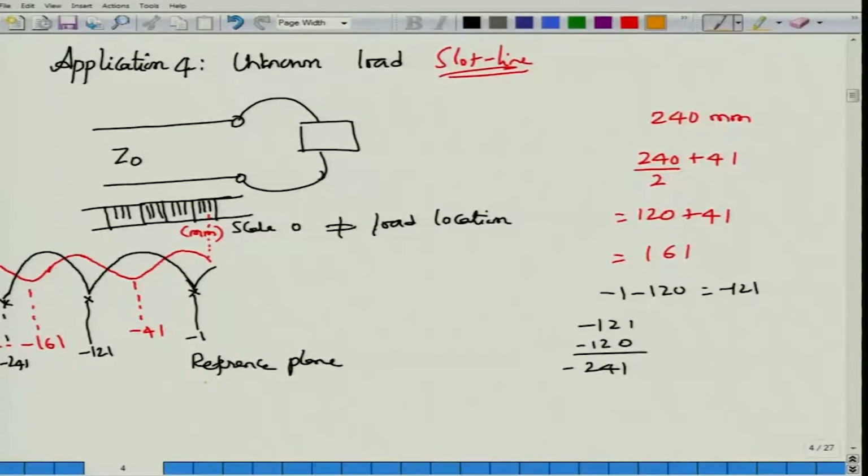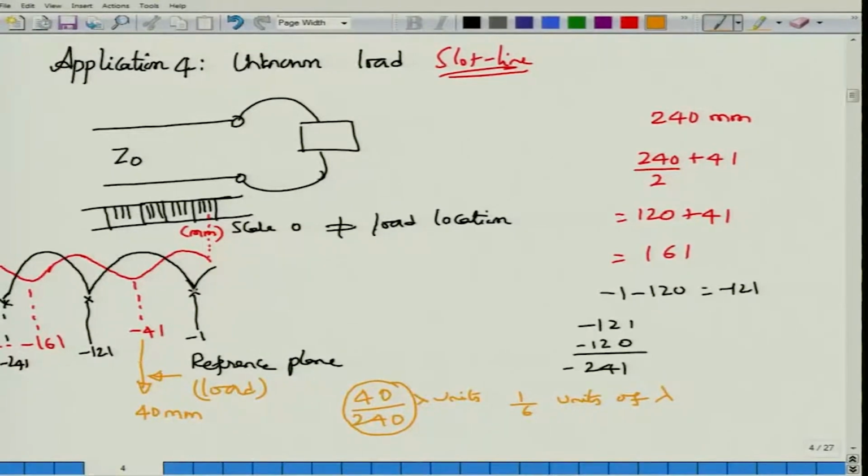This is the reference plane which will now act as the load, okay, and the minima now with the unknown load is occurring at 40 mm away from the load. 40 mm is the actual physical value. In terms of lambda, that would be 40 divided by 240 lambda units, okay. So, what we are finding is about 4 by 24 or 1 by 6 units of lambda away from the load, we have a voltage minima. This is the first voltage minima that I have.